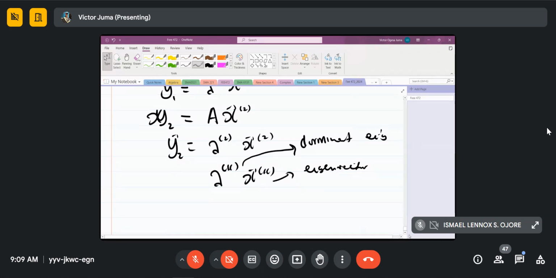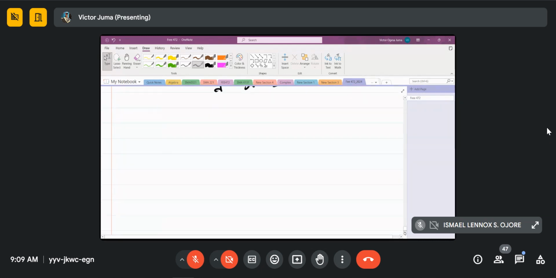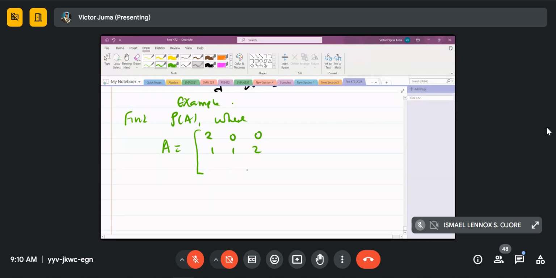But let me first pick just an example here. Then we can explain with an example. Example: find the dominant eigenvalue of A, where A is given by 2, 0, 0, 1, 1, 2, and then 1, negative 4, and then 1, negative 1, 4. Hopefully it works.